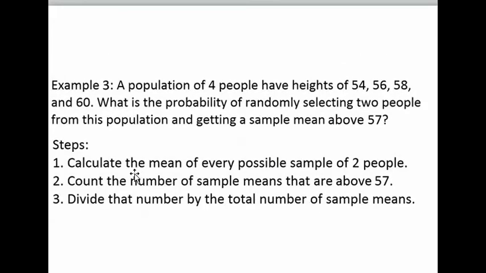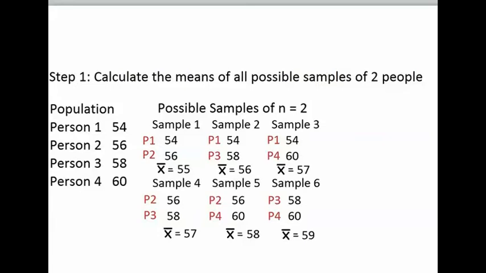In step 1, we just calculate the mean of every possible sample of 2 people, like we've been doing. In step 2, we count the number of sample means that are above 57, because that's what the question is asking about. And in step 3, we divide the answer from step 2 by the total number of sample means. We've already finished step 1. Step 1 is the same as it was before.